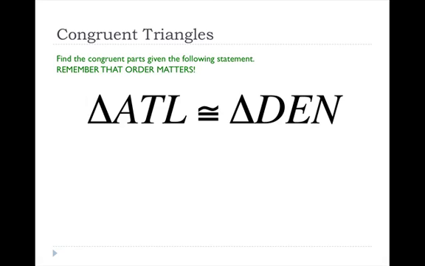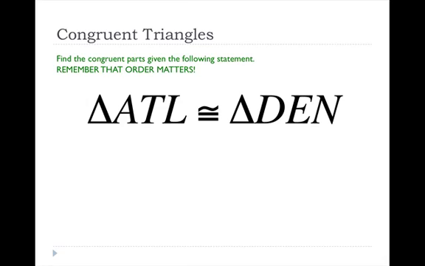Okay, let's reverse it here. Let's say that I give you a congruent statement, such as triangle ATL is congruent to triangle DEN. Okay, no picture here, but we are given a lot of information just based on the congruent statement. So from the congruent statement, can you find the congruent parts? Remember that order does matter. And also remember that CPCTC, corresponding parts of congruent triangles are congruent. So from this statement, I need for you to list the pairs of congruent sides. There should be a list of three, and also the pairs of congruent angles, which there should also be three. So pause the video now and write those down.